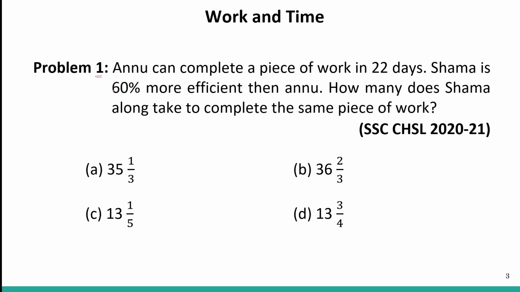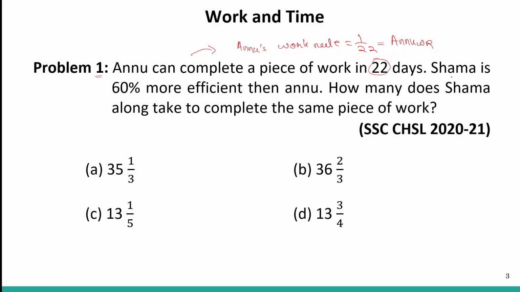Problem number 1 tells us that Anu can complete a piece of work in 22 days. So what can we conclude from this statement? We can conclude that Anu's work rate is equal to 1 by 22. This is the amount of work she completes in one day. We can also denote this as Anu WR, that is, Anu work rate.